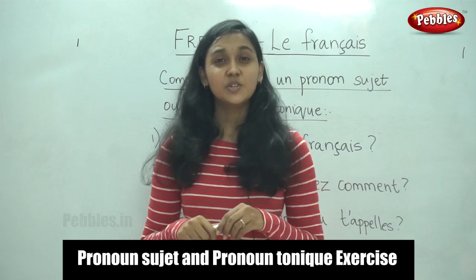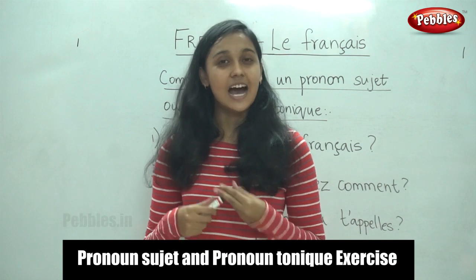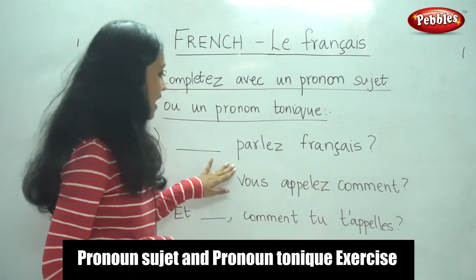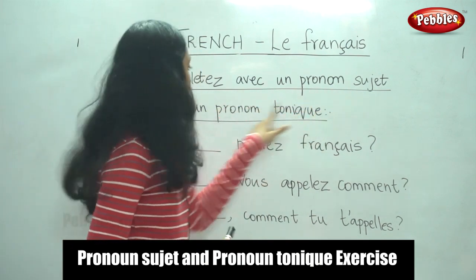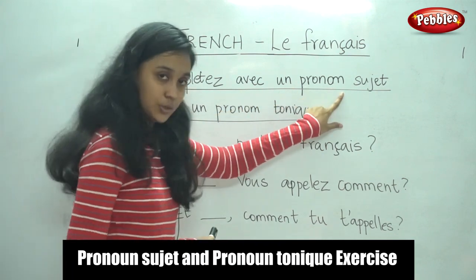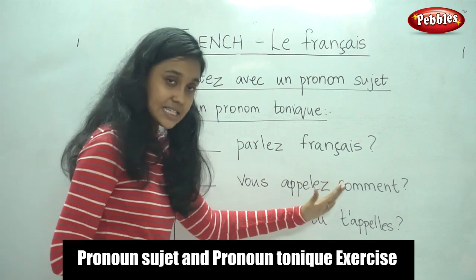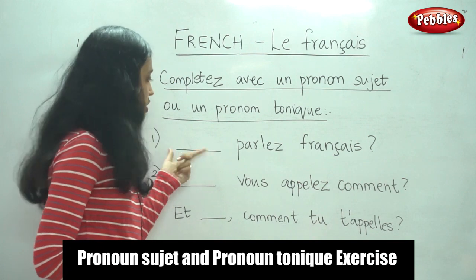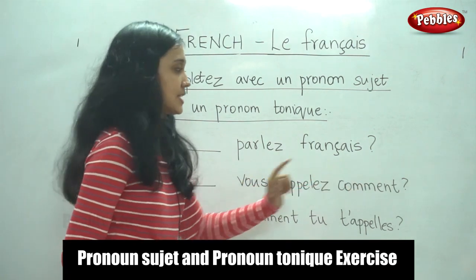Now, shall we do a small exercise to test how well we have learned our pronom sujet and pronom tonique? So, here are 3 sentences. Complétez avec un pronom sujet ou un pronom tonique. Complete with a subject pronoun or a pronom tonique. So, we need to read the sentences, understand what they mean, and fill in the blanks. So, the first question is dash parler français.